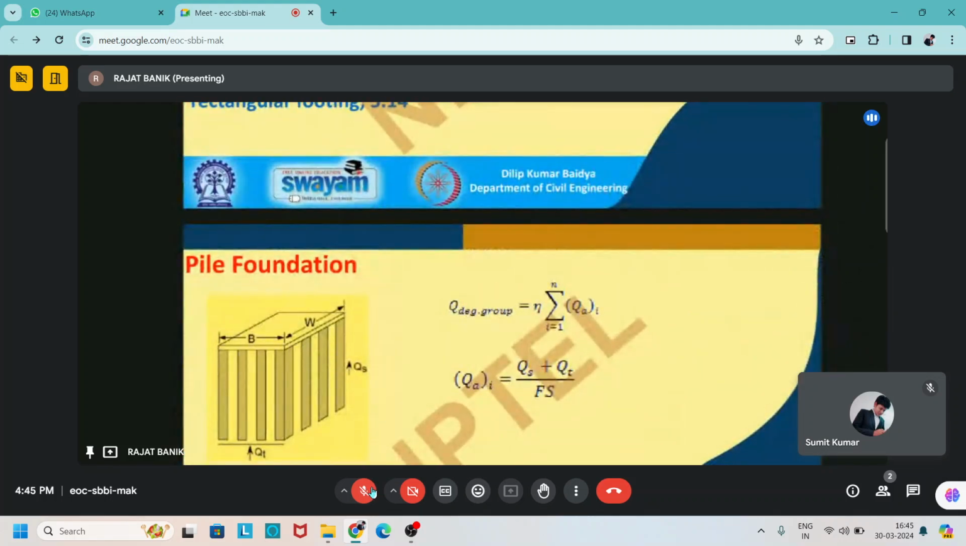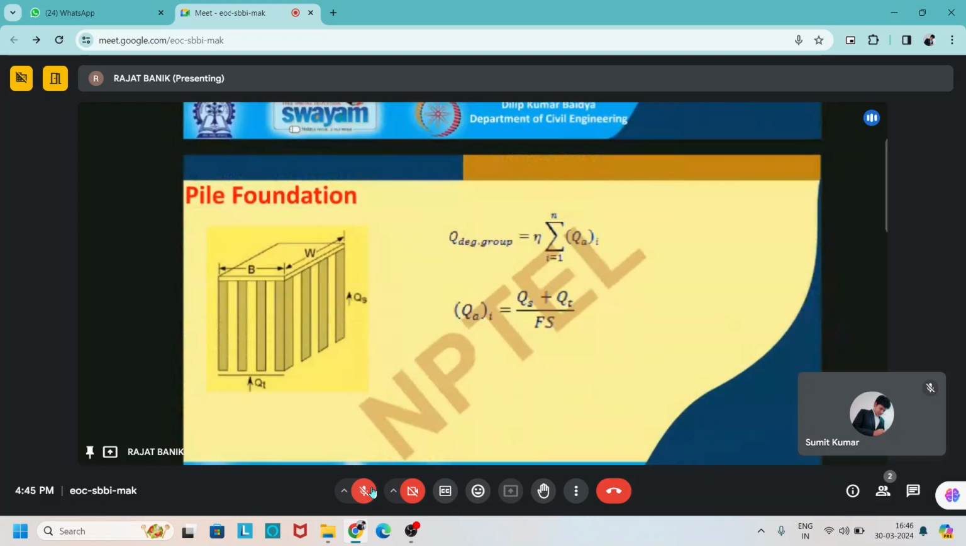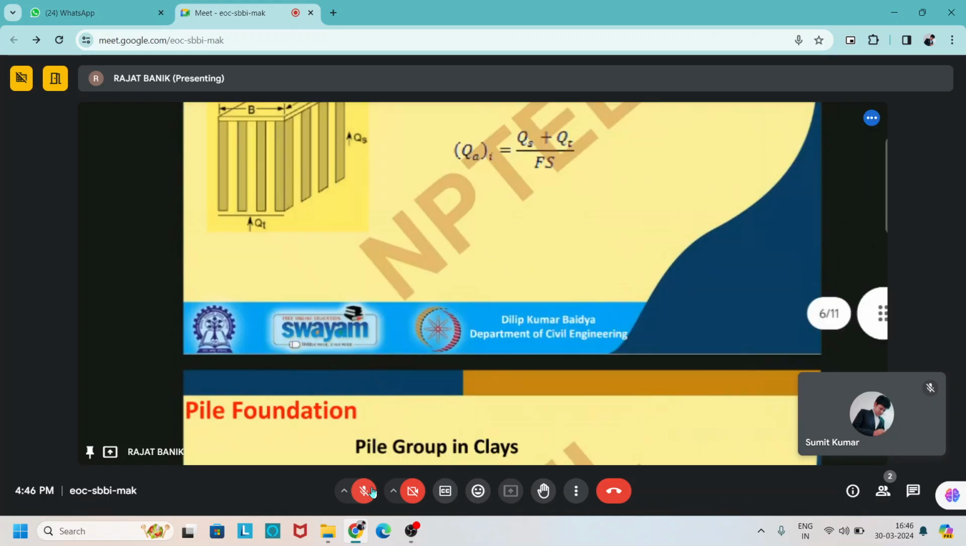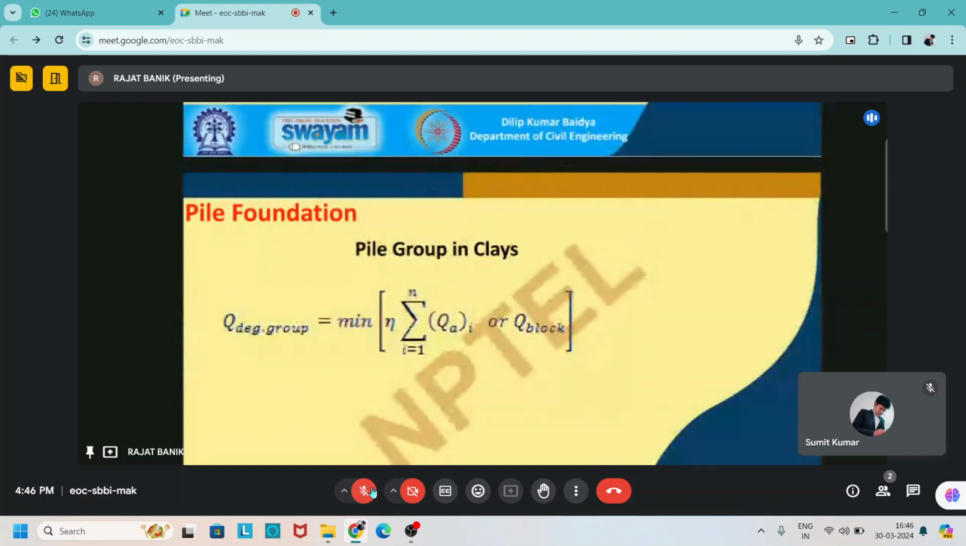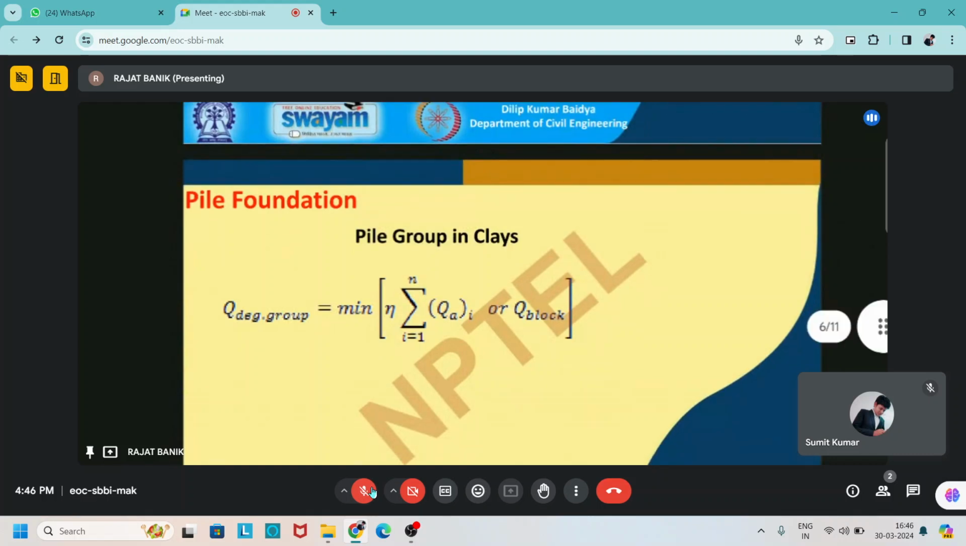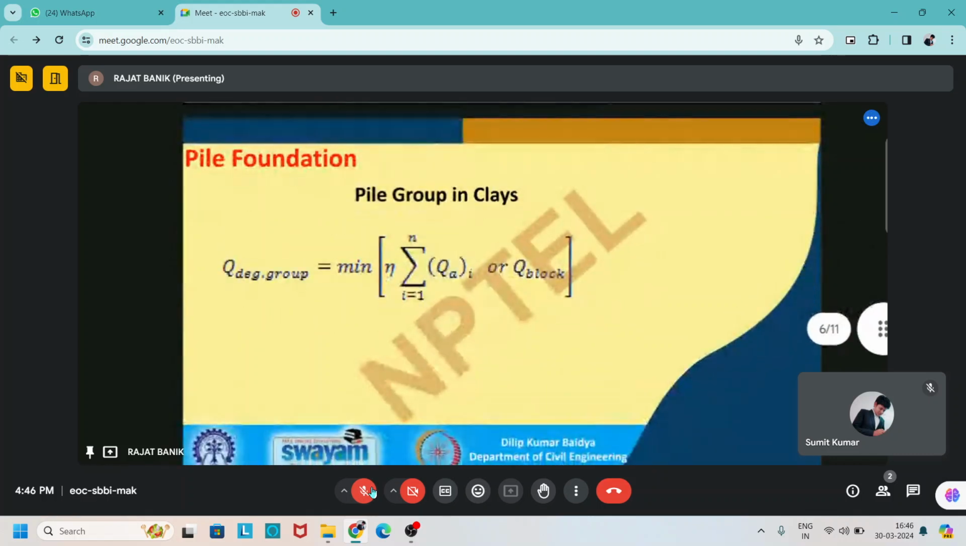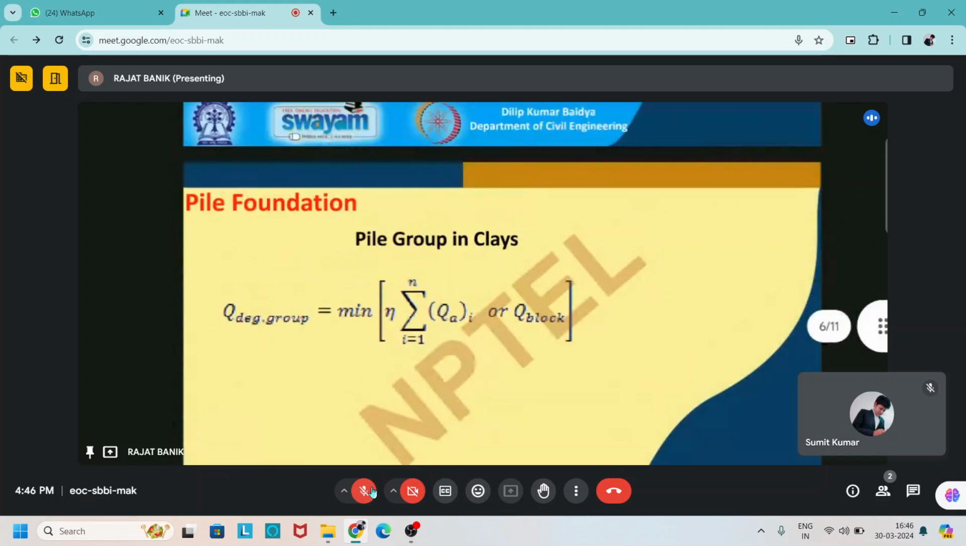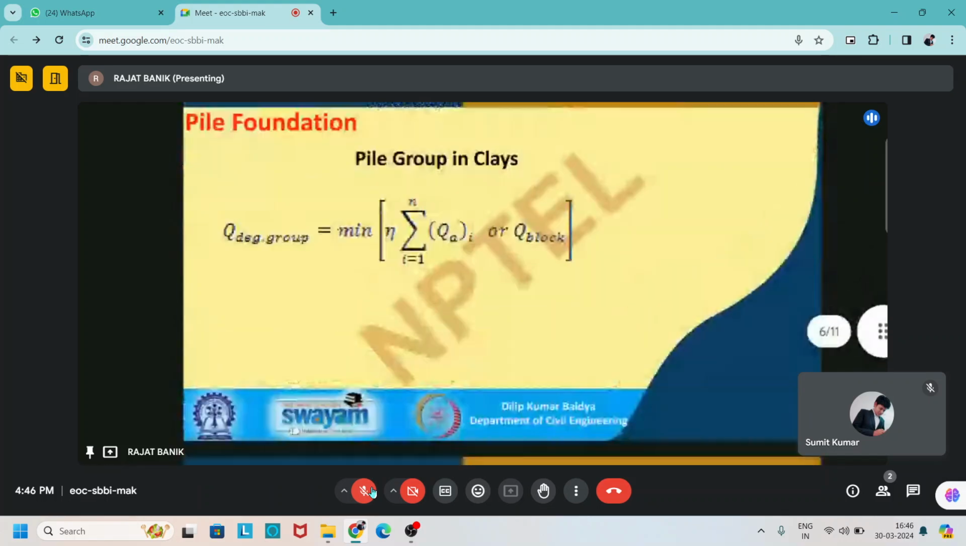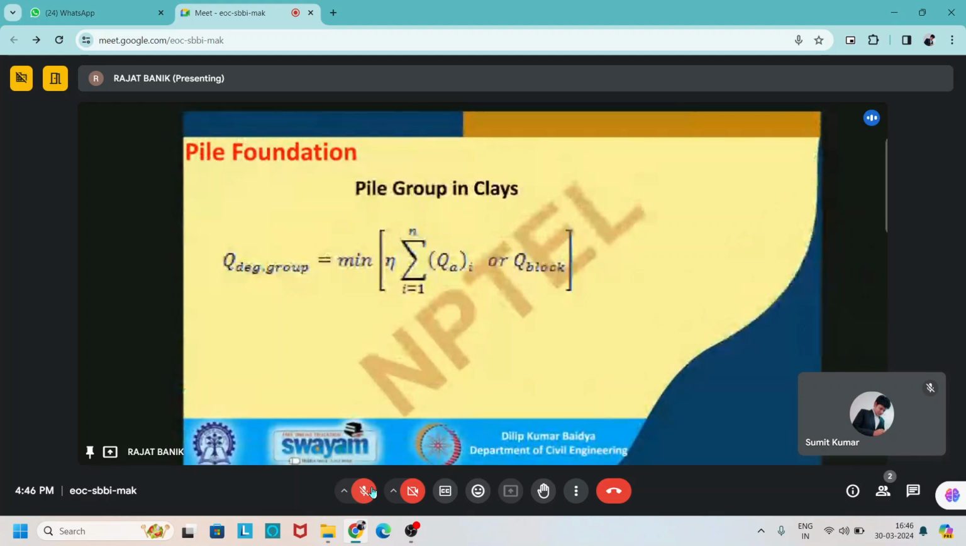And there is another type of failure, which is individual failure in the group. Individual failure in the group you can find by the summation of the total load taken by the individual piles, that is n into the total load capacity of an individual pile. And the pile group capacity in clay is the minimum of these two. That is n into summation of Qu, or efficiency eta into summation of Qu, or Qu block.